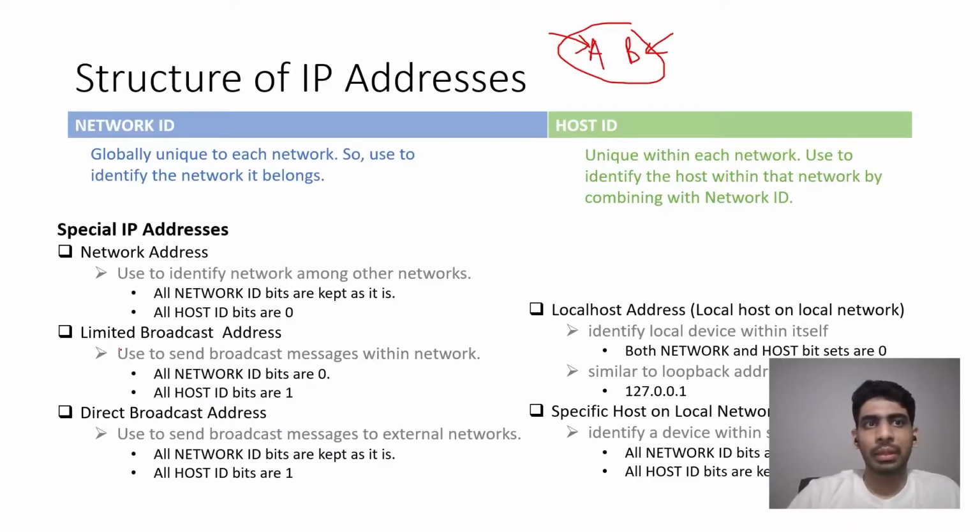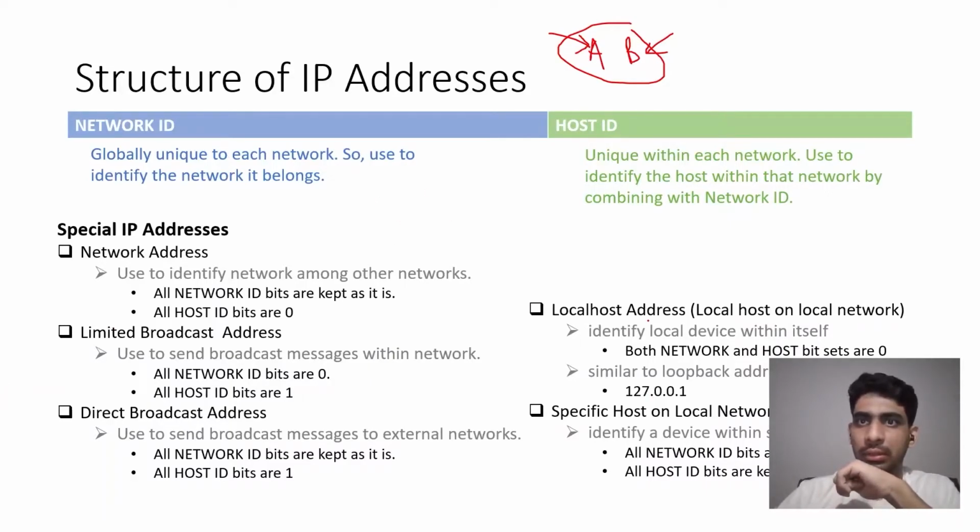When it comes to the limited broadcast address, it is used to send broadcast messages within the same network, that means the local network. In that case, all the network ID bits are turned to 0 and all host ID bits are turned to 1. Then we have the direct broadcast address. This is used to send broadcast messages to an external network. In this case, all the network ID bits are kept as they are and all the host ID bits are turned to 1.